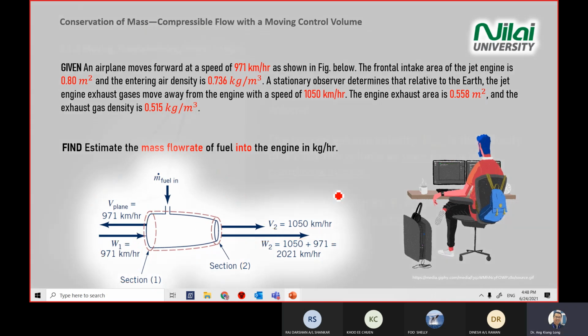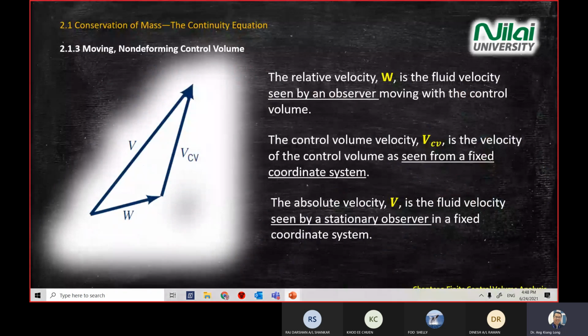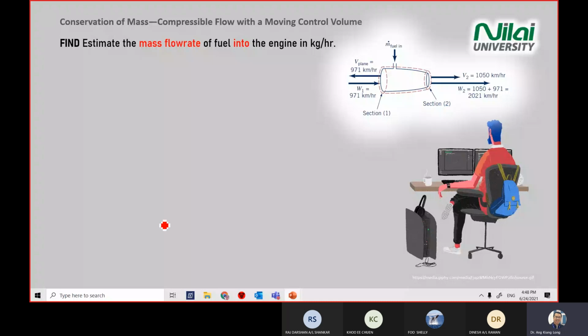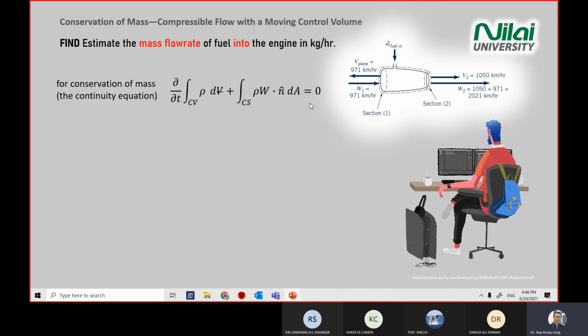Okay, we move to the next slide. Just to recall, we learned new vector diagrams today: V, VCV, and W. So back to the question. I put the diagram on the right hand side of your screen. We need to estimate the mass flow rate that goes into the engine. So first step, after you draw the diagram, you call the conservation of mass equation, which is this one.